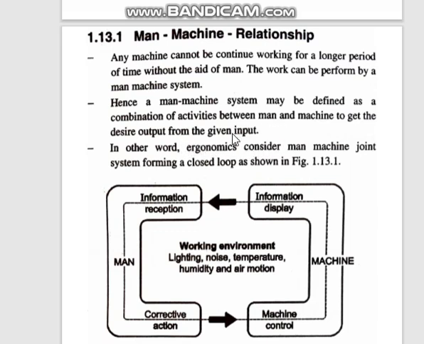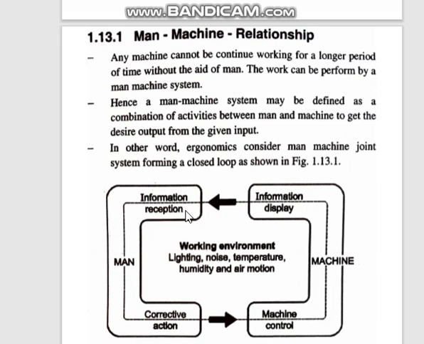You see, any machine takes some inputs and gives some outputs. And this man machine system is used as a combination of activities between man and machine. In other words, ergonomics considers the man-machine joint system as forming a closed loop. You see there is a figure here. On the left side you see a man loop, and this is the machine loop.